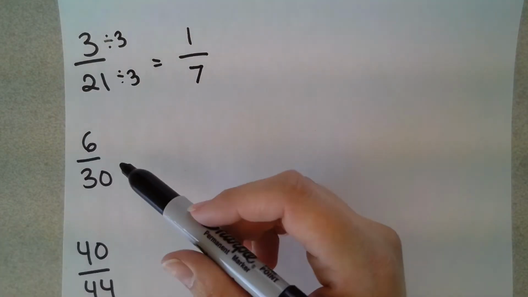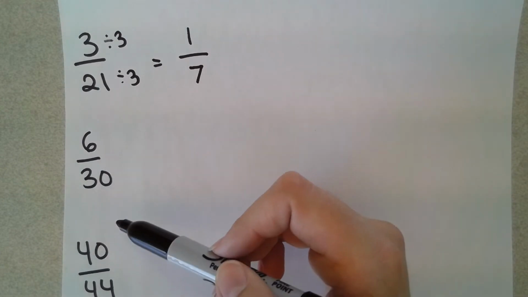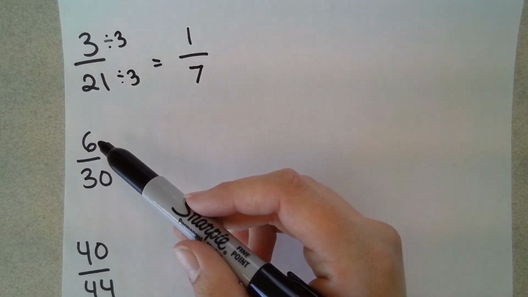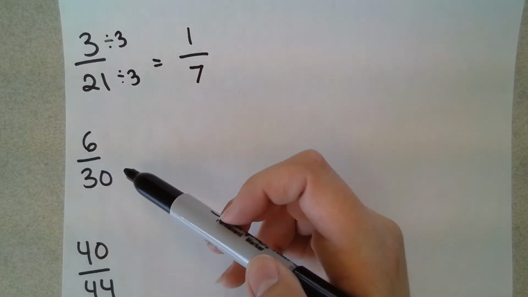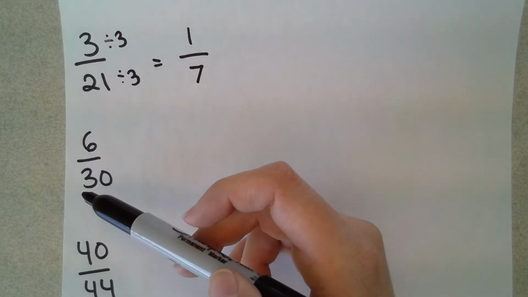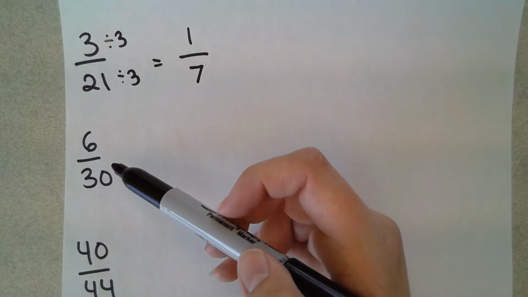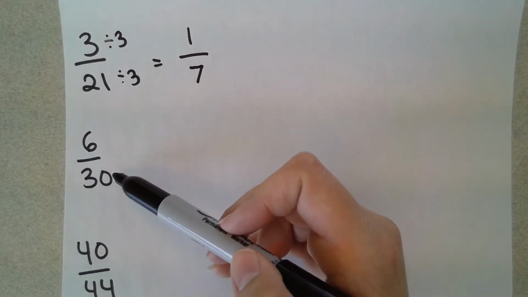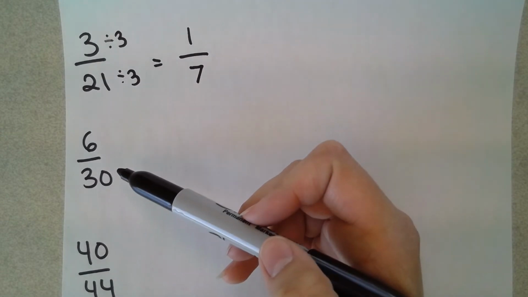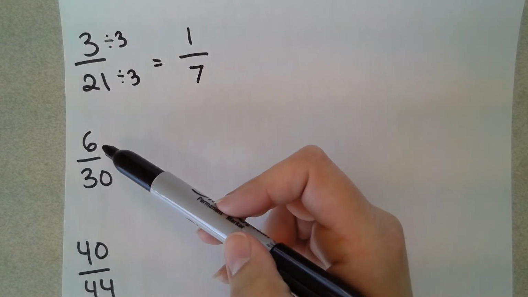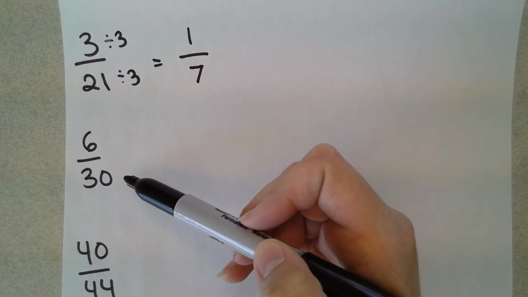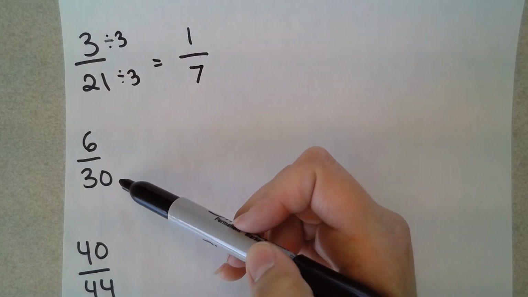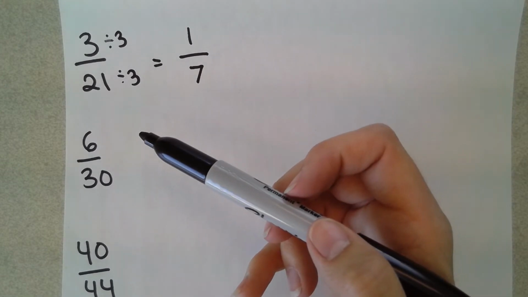Let's try out 6/30. So now here, what you'd want to do is try to find the largest number possible that goes into both of these numbers. So for me, I know right away that 6 goes into 6, but I also know that 6 goes into 30.